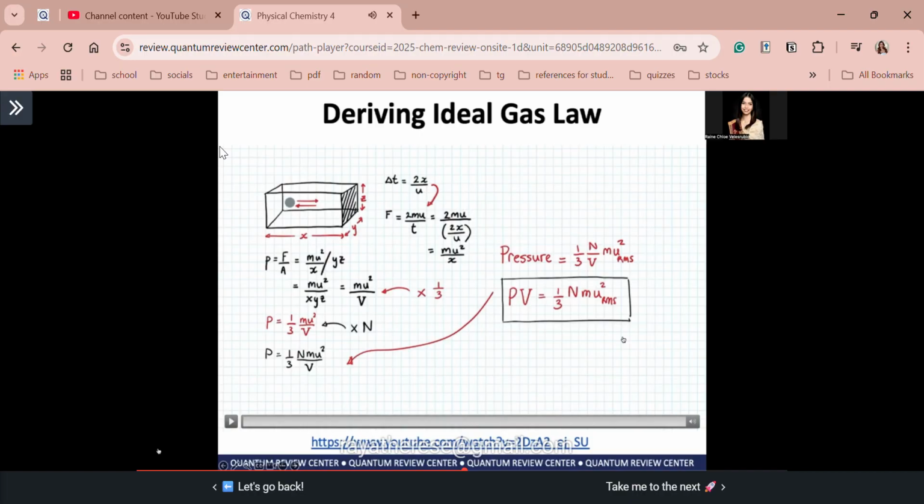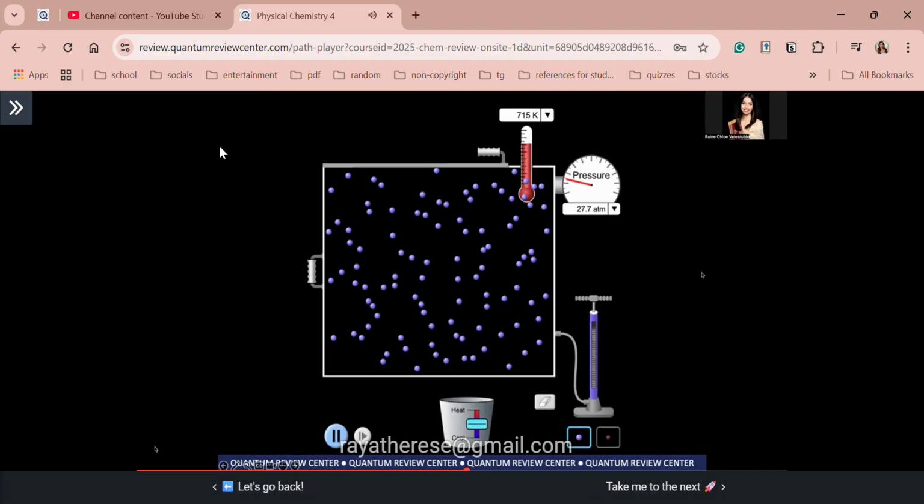So now we know how we can derive the ideal gas law. So guys, this is just supplemental information. It just tells us how we can determine the ideal gas law. So no need to memorize the derivation, guys. So now let's proceed.